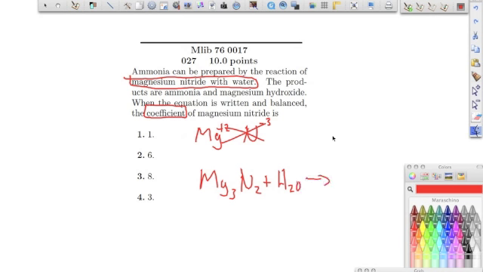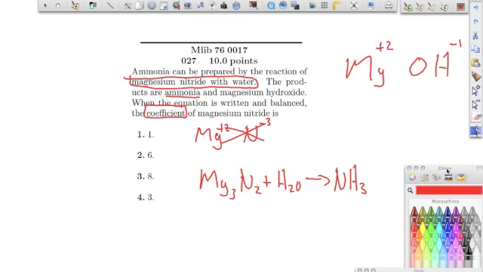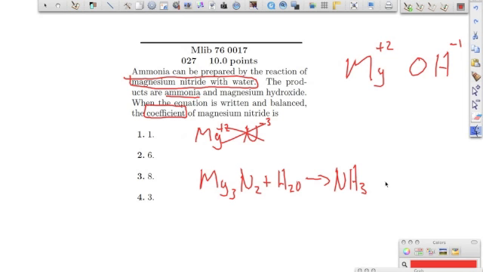Okay, and it tells us in the problem that the products are ammonia, which is a common compound. We have to know it's just NH3, and then magnesium hydroxide, which is magnesium bonded to the polyatomic hydroxide, OH. So magnesium is going to be +2, hydroxide -1, which we find on our formula chart, and we see that that would be Mg(OH)2.